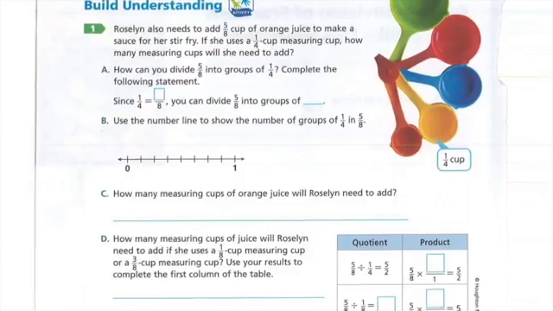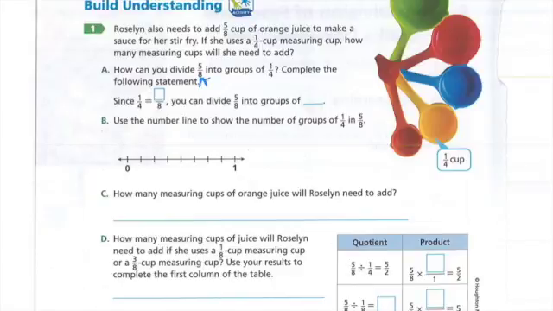Build understanding. Rosalind also needs to add 5 cups of orange juice to make a sauce for her stir fry. If she uses a 1/4 cup measuring cup, how many measuring cups will she need to add? How can you divide 5/8 into groups of 1/4? Complete the following statement. Okay, so remember in our last lesson we talked about common denominators.